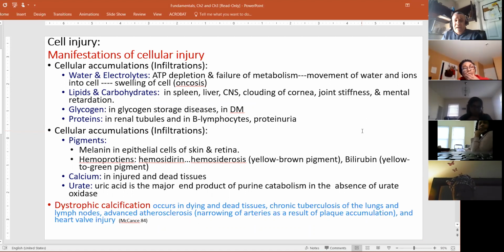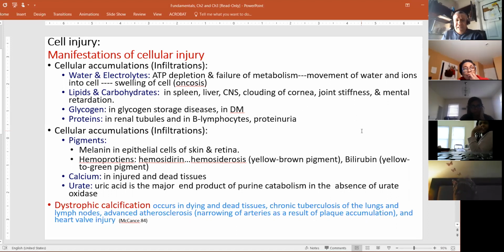Then the water and ions will gush into the cell, resulting in swelling of the cell, which could eventually result in death. The swelling of the cell, the fluid inside the cell, is called oncosis. Due to the depletion of ATP as a source of energy and failure of the sodium potassium pump, the water and ions will gush and enter the cell. That's an example of cell accumulation or infiltrations.